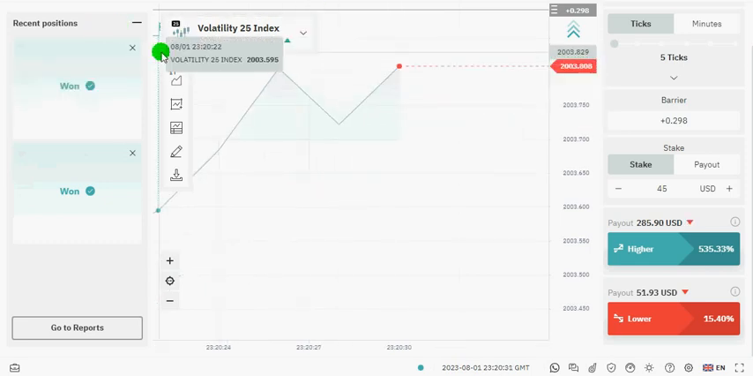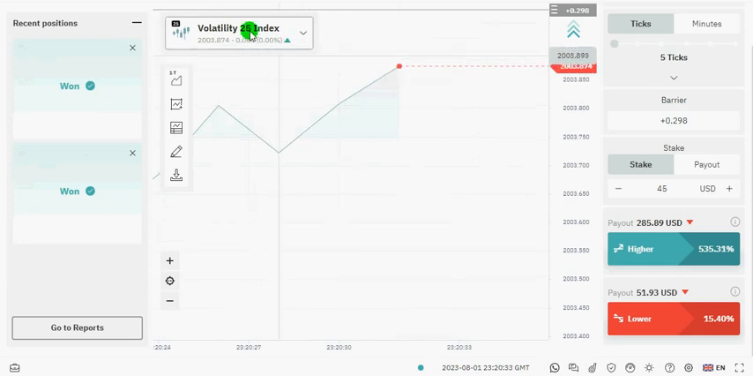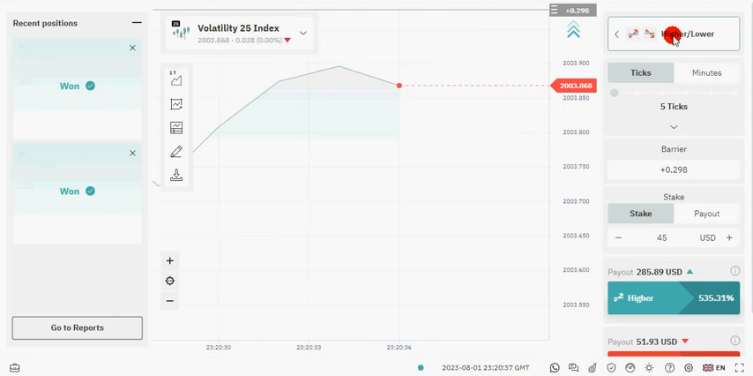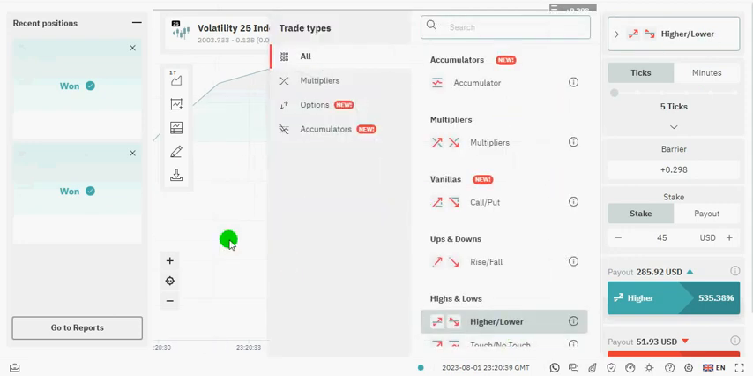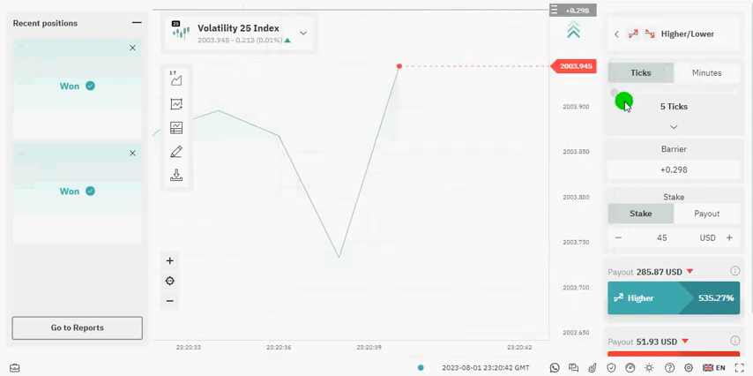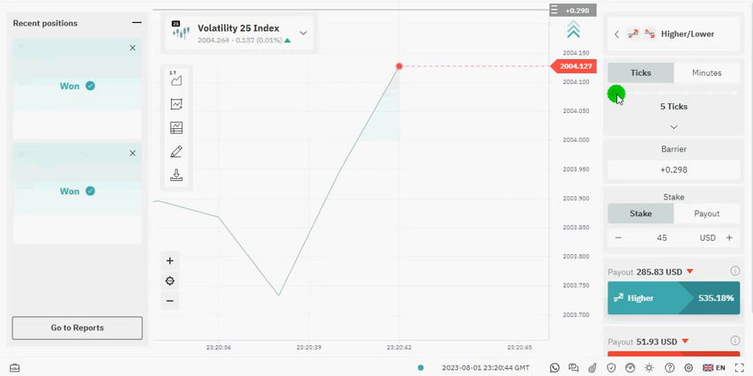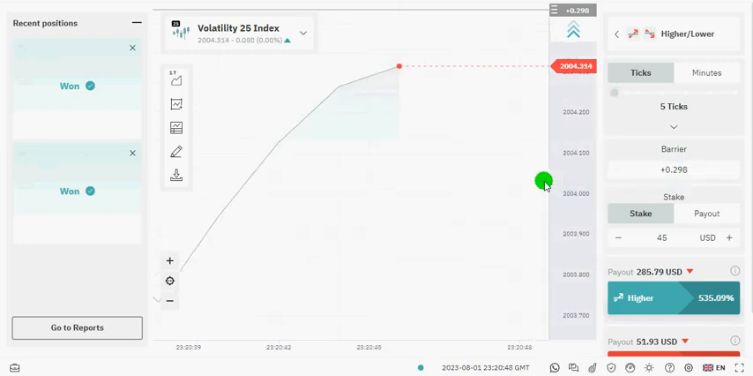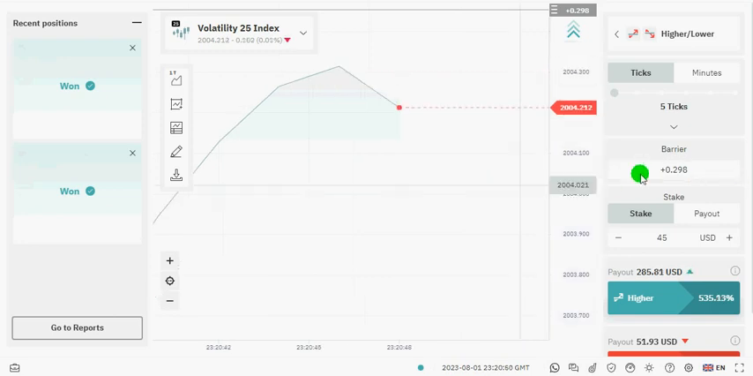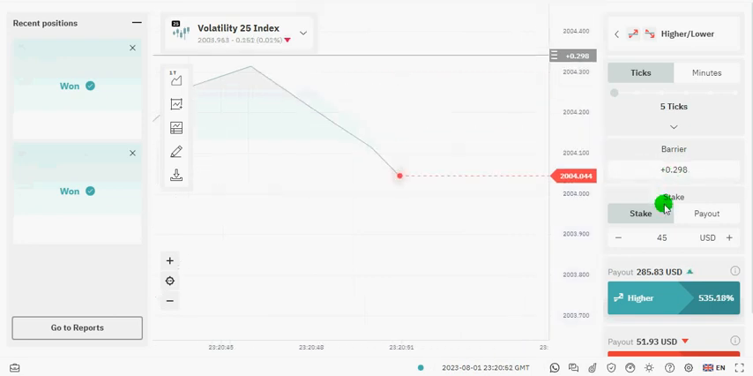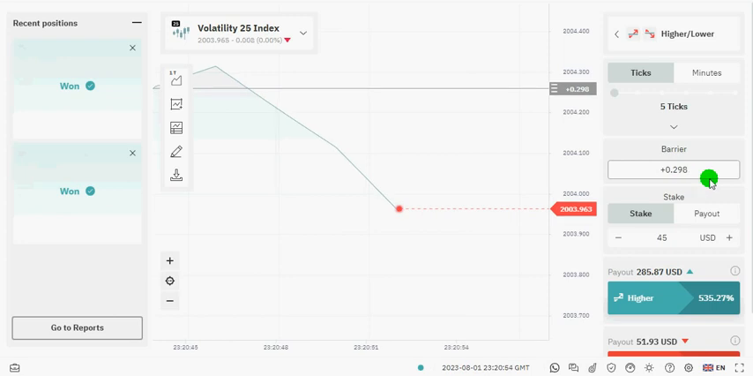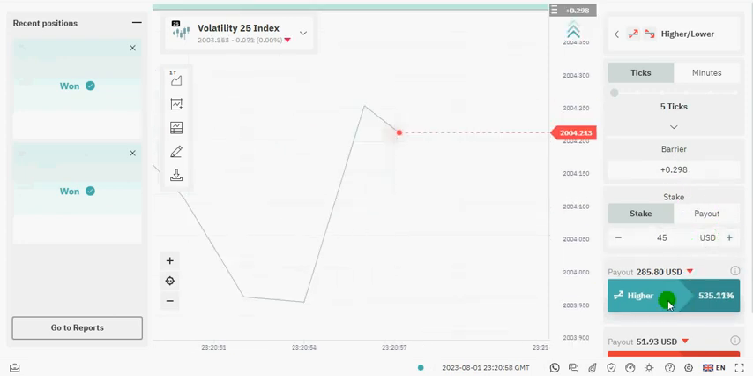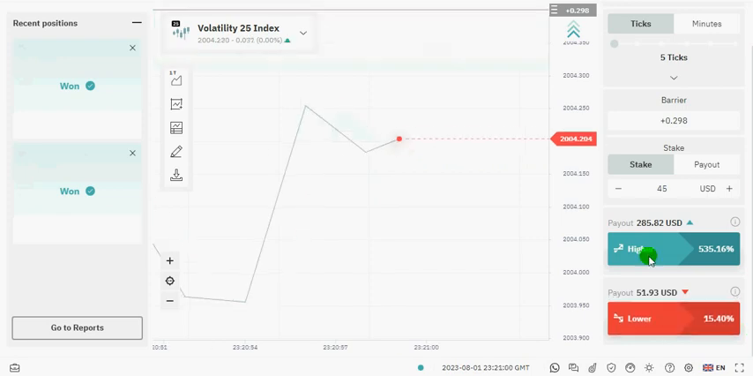So once you log into your trading account, you go to Volatility 25 index, then you make sure you go to high low right here. You set it to high low, then you set the tick to 5 ticks, then you set the barrier to plus 0.298. Then you enter the amount you want to take right there. So we are going to be trading the lower.